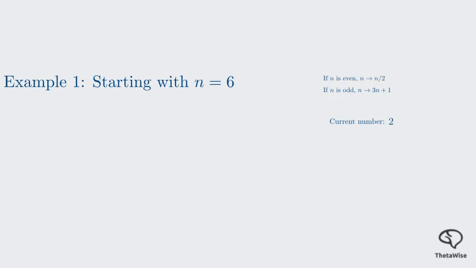And finally, we have 2. Even or odd? Even. Divide by 2. 2 divided by 2 is 1. And there we are. We've reached 1. The conjecture holds for 6.